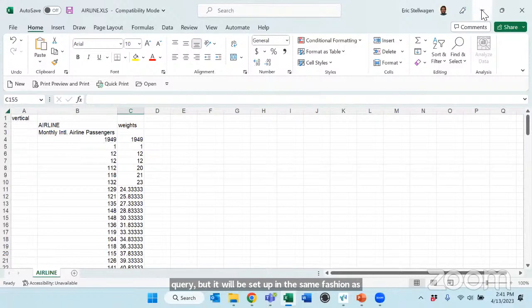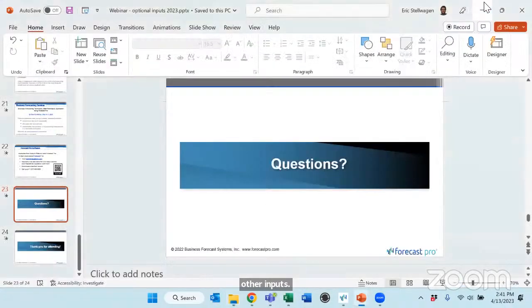The other thing is, if you go into the help system in Forecast Pro, you'll find both instructions on how to set up data, as well as a lot of sample data files, including the one I used in the demonstration, which I was not able to figure out on this particular machine where I would find it. So apologies for that.